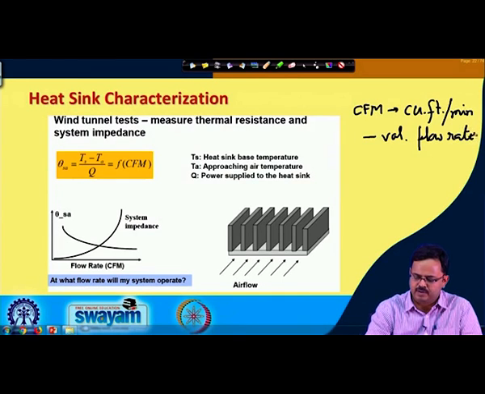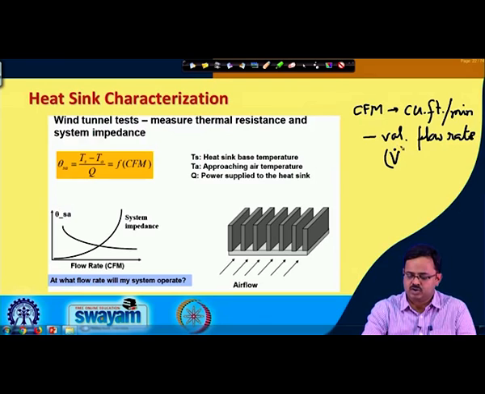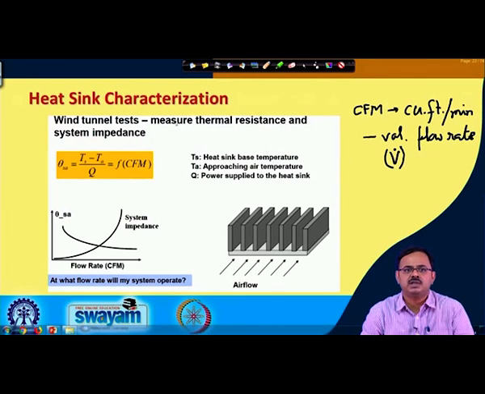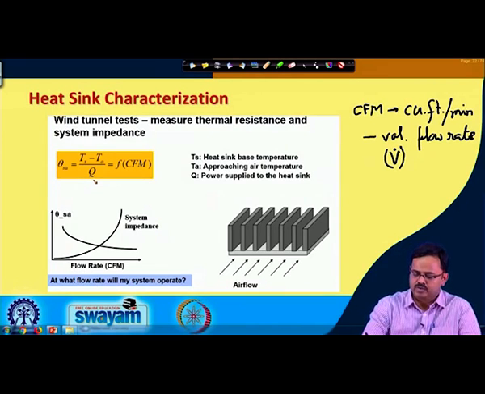And often denoted by capital V dot. Sometimes it is also denoted by capital Q, but here since we are using Q as the heat input, I am writing V dot. Now, what is that going to be? What is the unit? Unit is going to be CFM is 1, meter cube per second is another.